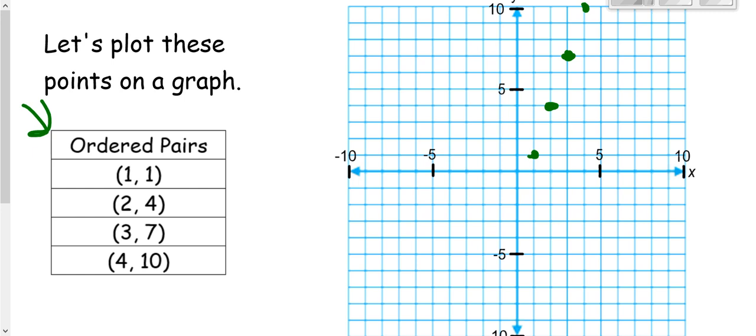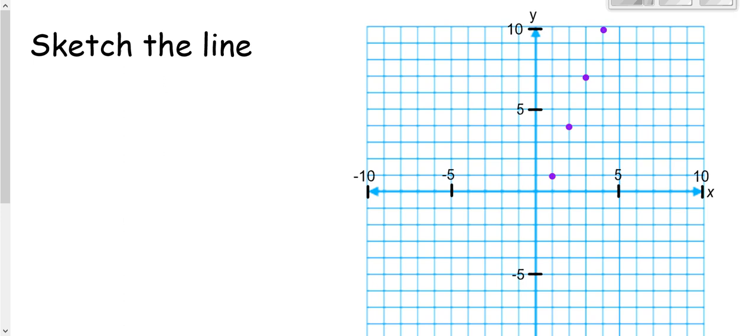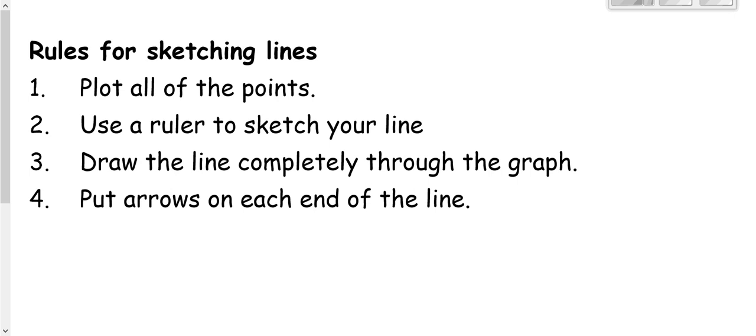Then we want to take those points, I've now switched them to purple, and we want to sketch the line. So you're going to just start your ruler on one side, pull it through. There we go. It's pretty close. And don't forget we need arrows on each end. And there is our linear function. That's all we're doing. So we're just taking what we did in Unit 2 and adding one more step to that.